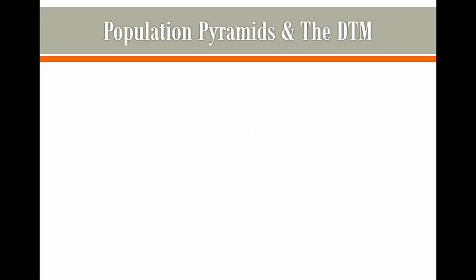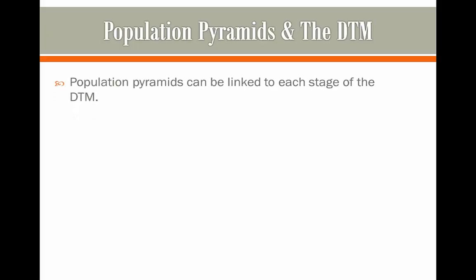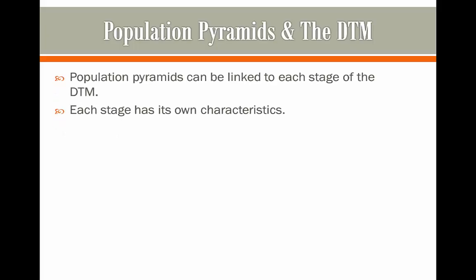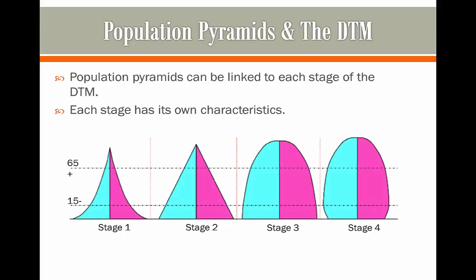Now we can also link population pyramids to the demographic transition model. Each stage is going to have its own characteristics, and here's an example of what the population pyramids look like for each stage. In stage 1 we have a developing country because it is not very industrialized, not very developed, and because of that there is a youthful population.